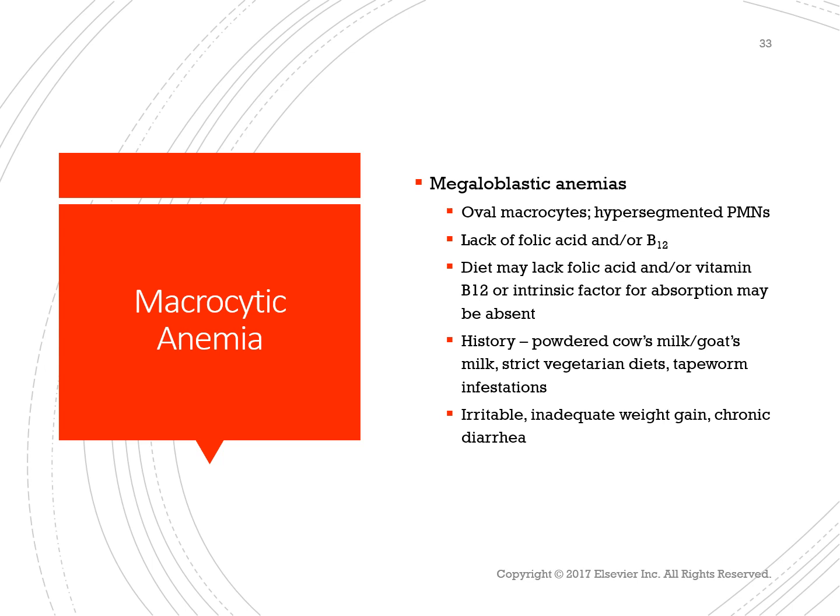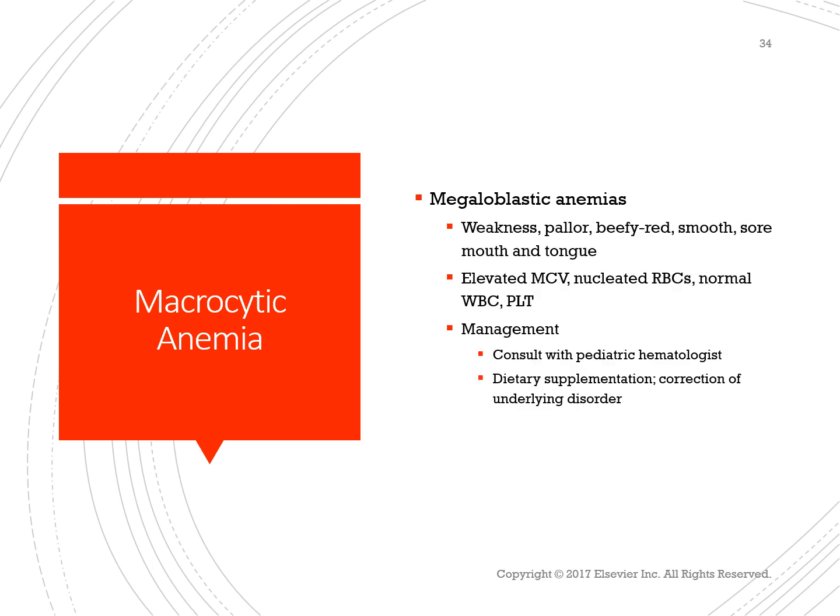These kids are going to be irritable, they're going to have inadequate weight gain, and reports of chronic diarrhea. Megaloblastic anemias, we may see weakness, pallor, beefy red, smooth, sore mouth and tongue. They're going to have an elevated MCV, nucleated red blood cells, normal white blood cells, and platelets.